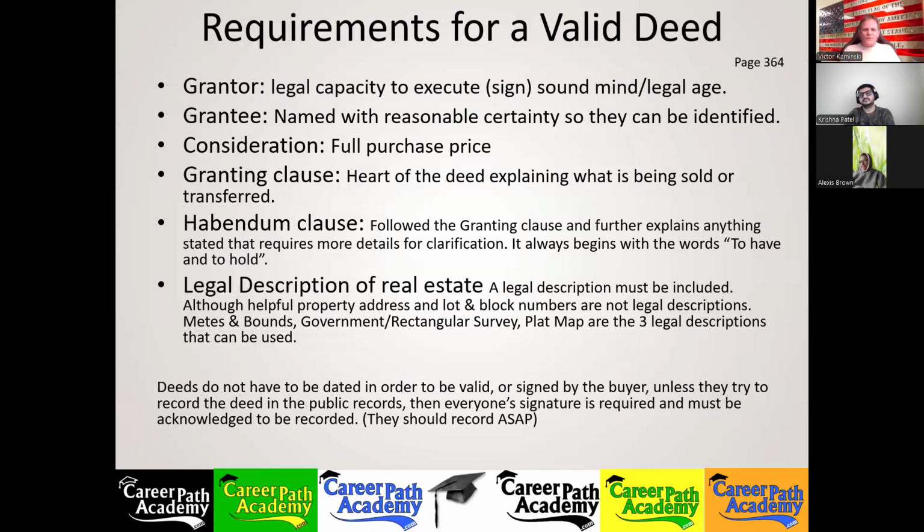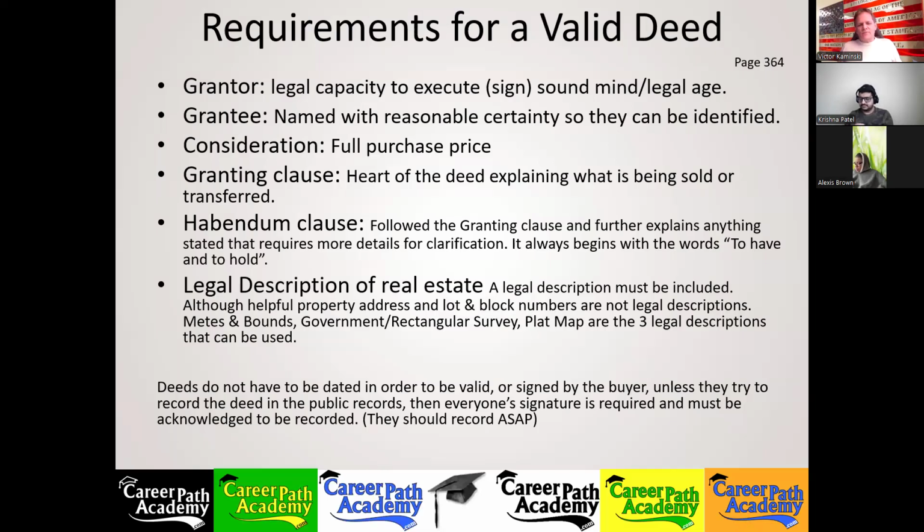Okay. So the granting clause is the heart of any deed, explaining what is being sold or transferred. The habendum clause always follows the granting clause. When something mentioned in the granting clause needs to be further clarified, it needs to be expressed in the habendum clause. The habendum clause begins with the words "to have and to hold," which you need to know for exams. What is the clause in the deed that begins with the words "to have and to hold"? The habendum clause.